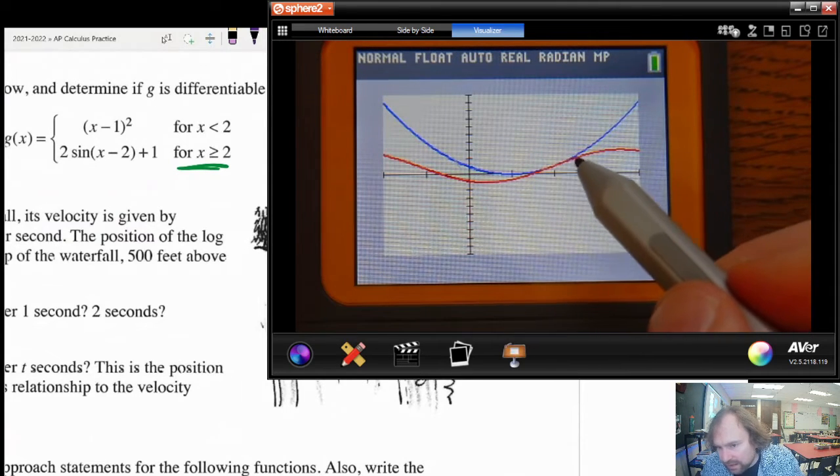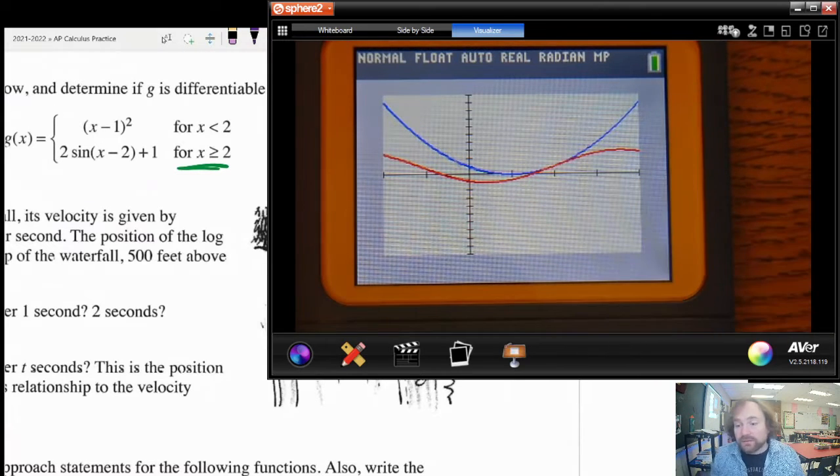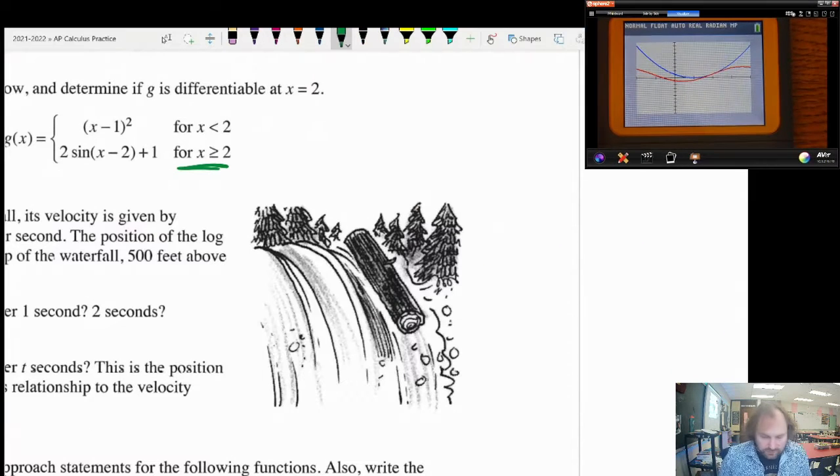They actually have the exact same slope line at that exact point. So these are totally differentiable, and that's kind of what that looks like graphically. So yes, they are differentiable.